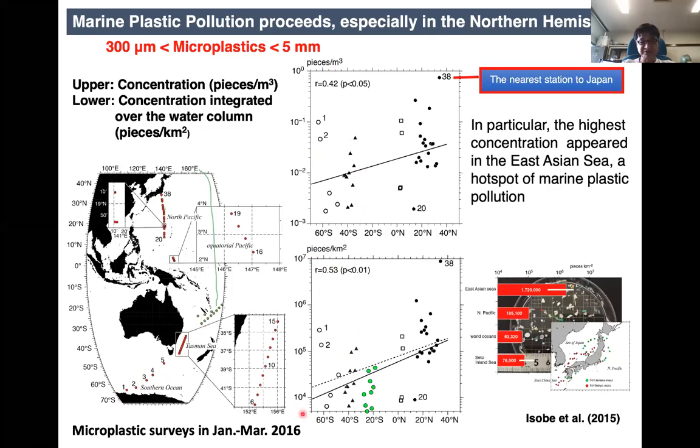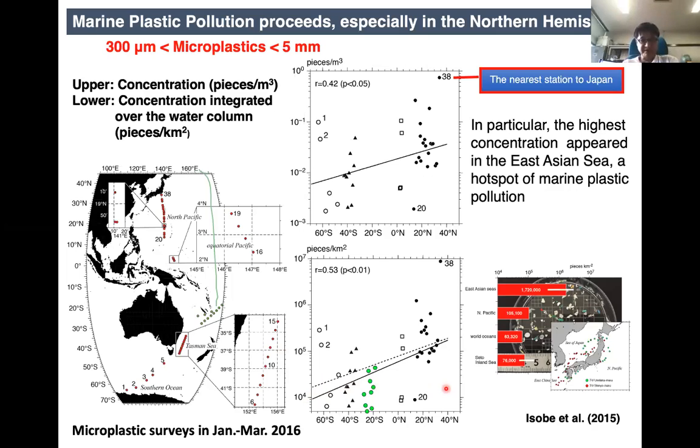And the left-hand side shows the Southern Ocean. These numbers 1, 2, 20, 38 correspond to the station numbers. So the Southern Ocean is located on the left-hand side of each panel, and the latitude moves to the north as we move to the left in each panel.